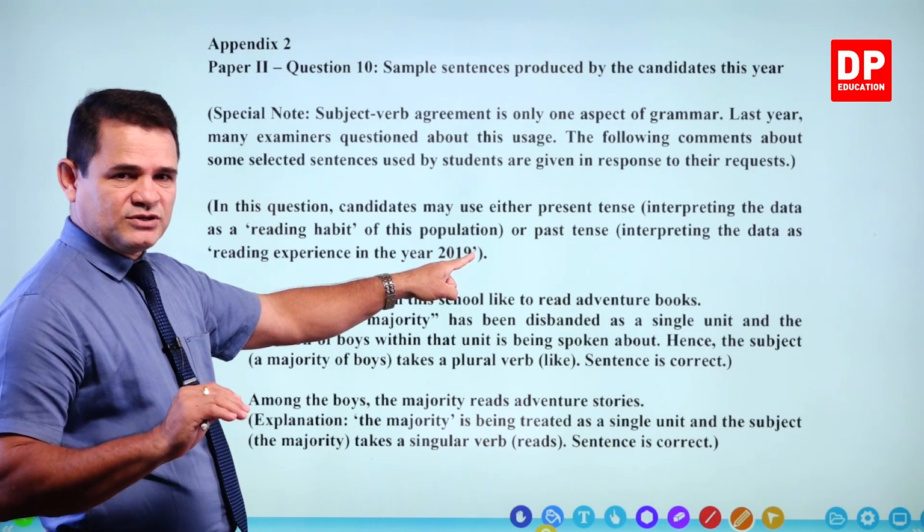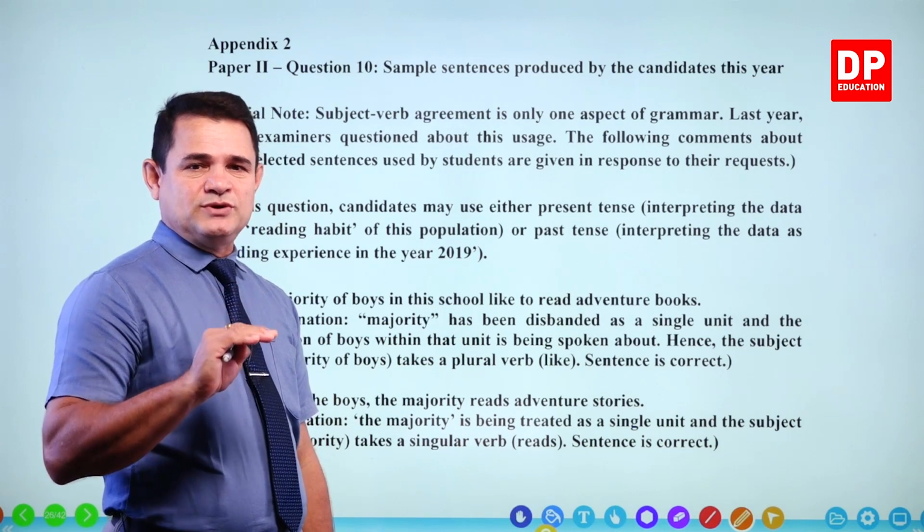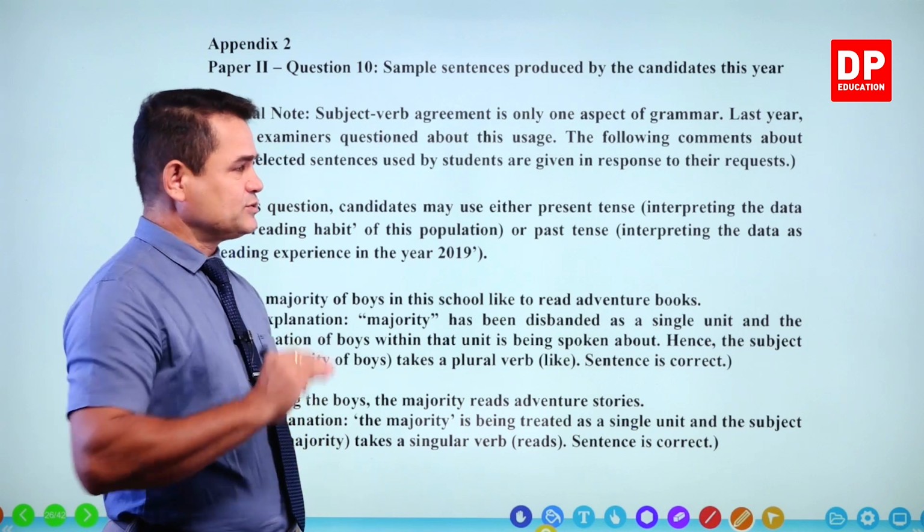Now question number 10 tells the reading habits of the students of a certain school.